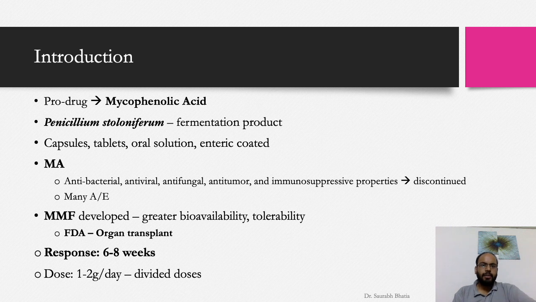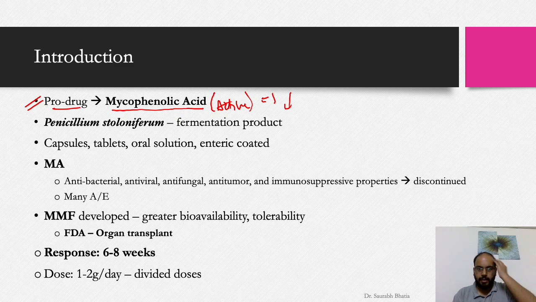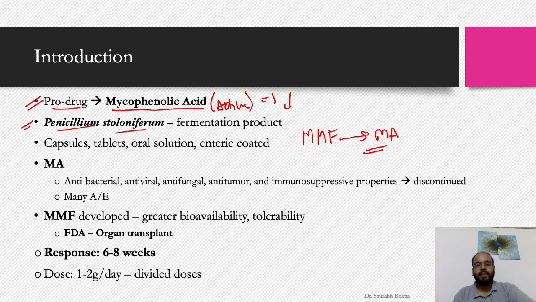Okay, so remember that MMF is a prodrug. It gets converted into mycophenolic acid, and this mycophenolic acid is the active component which leads to immunosuppressant effects. So MMF gets converted into mycophenolic acid. I'll be using MMF converting into MA. It is derived from the fungus Penicillium stoloniferum, and it's because of the fermentation product that we get mycophenolic acid and subsequently MMF. It's available as capsules, tablets, oral solution, and also an enteric coated one.